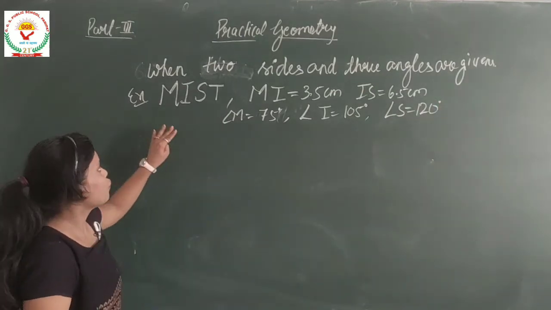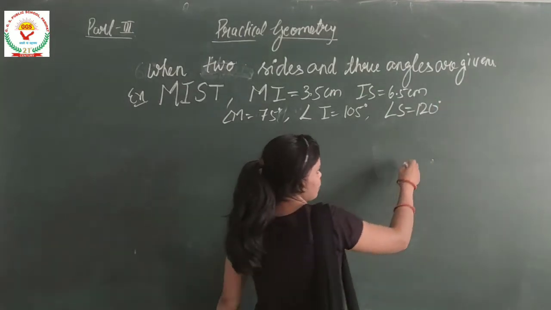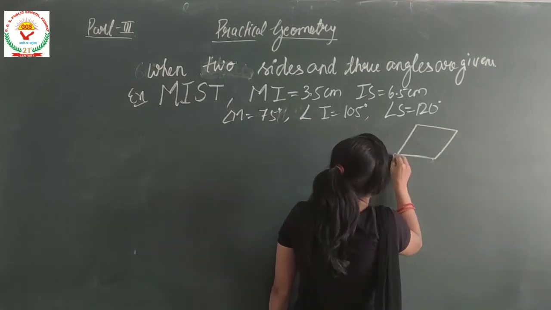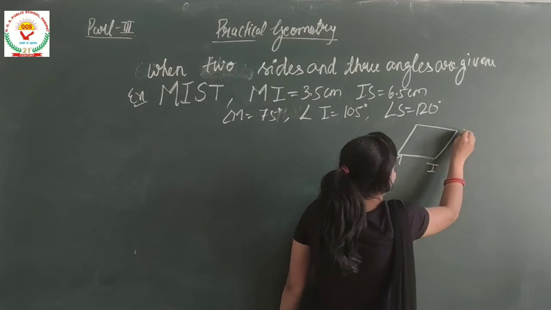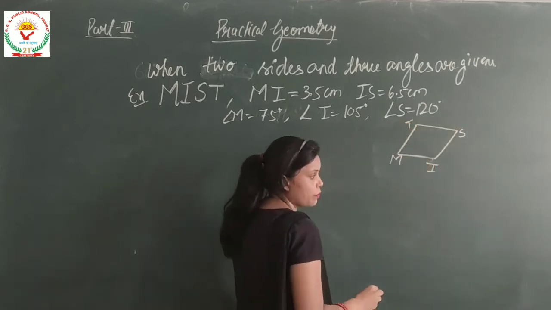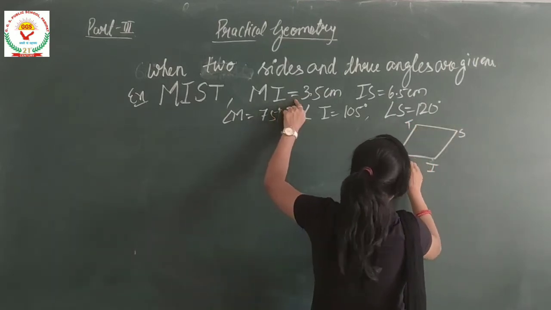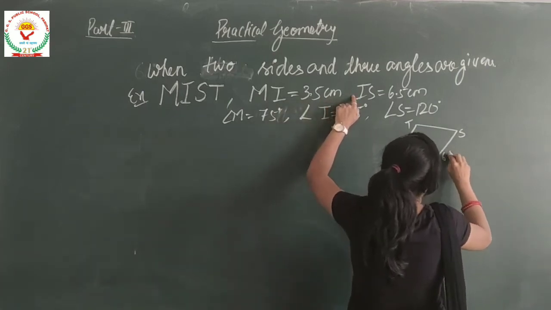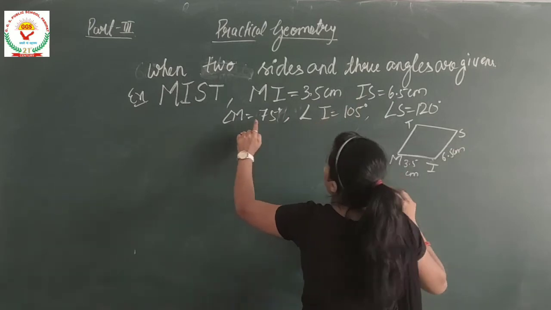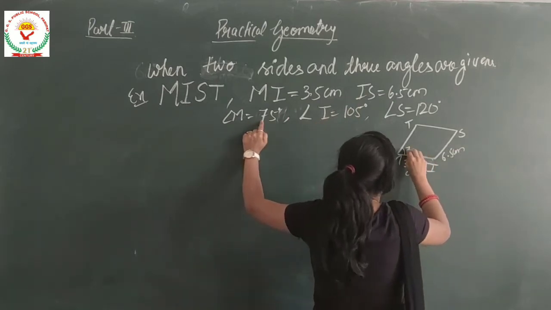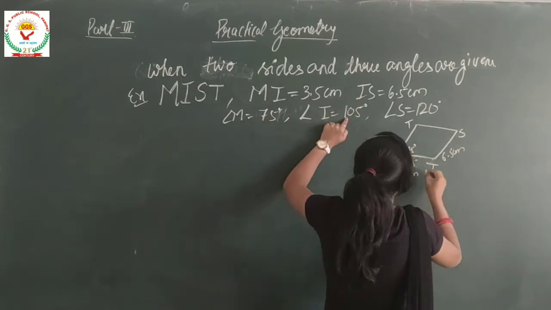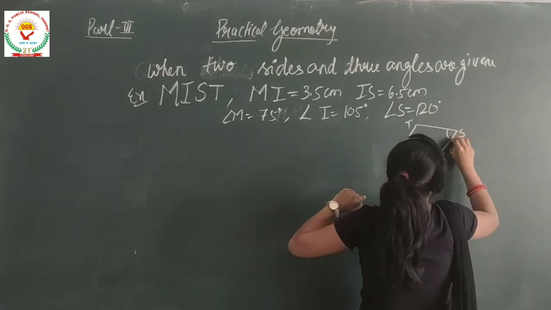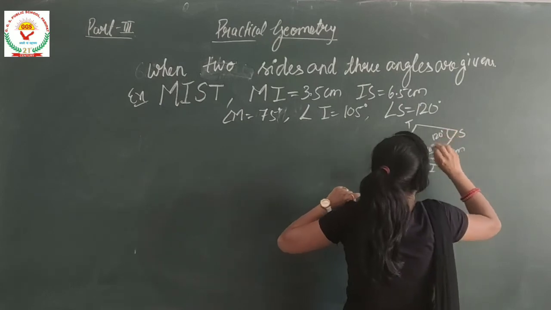Okay, so for this we will draw a rough figure. So this is our rough figure, MIST. Okay, so MI is 3.5 centimeters, IS is 6.5 centimeters, angle M is 75 degrees, angle I is 105 degrees and angle S is 120 degrees.